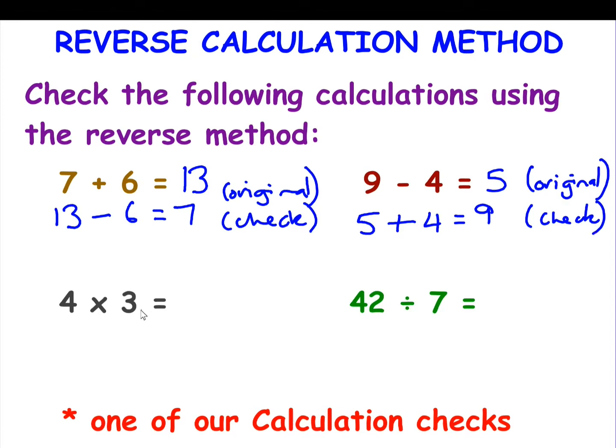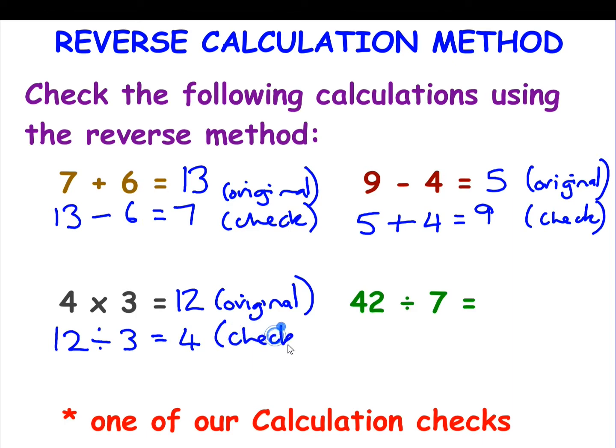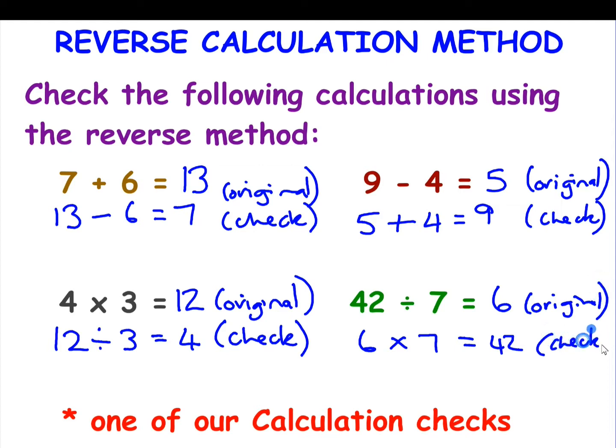So for our multiplication, 4 times 3 is 12 as our original. So our check becomes 12 divided by 3 equals 4. And finally, 42 divided by 7 is 6. So 6 times 7 equals 42. So 6 was our original, and this is our check. And this is one of the main methods to use for checking a calculation, this reverse calculation method.